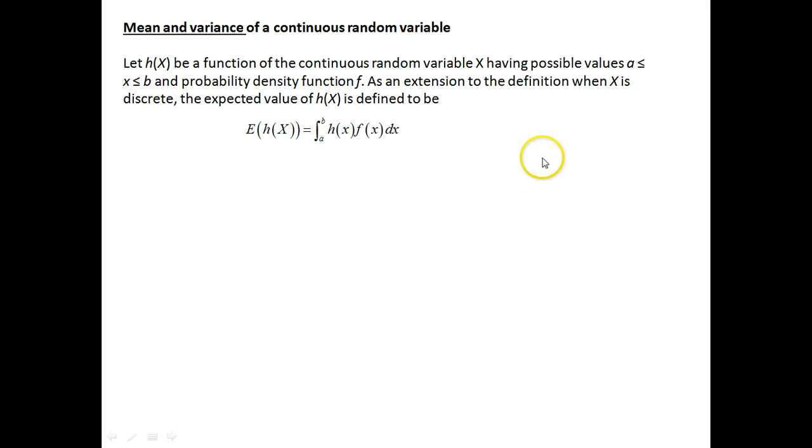Working out the mean and the variance of a continuous random variable. Now, let h be a function of the continuous random variable X having possible values between a and b, and the probability density function is f. An extension to the definition when x is discrete, the expected value is defined to be as follows. Now this is for continuous and discrete. So the expected value of a function of x means you multiply the function with your probability density function and integrate between the two values. So if we wanted the mean, we want E of x, the expected value of x, giving us the mean.